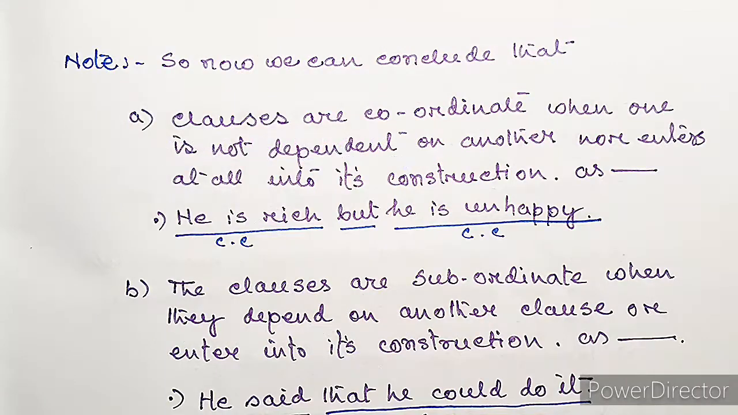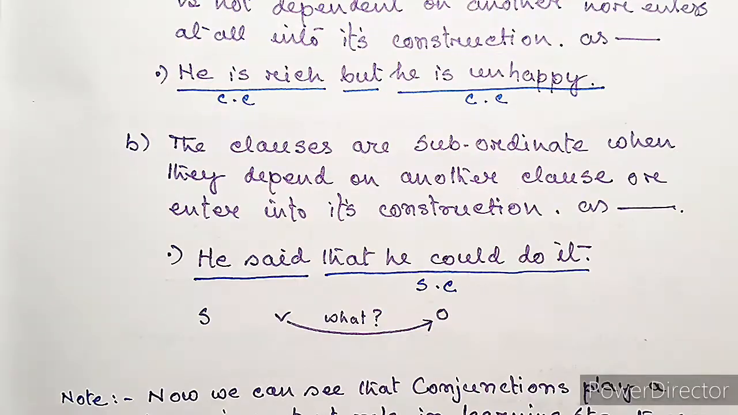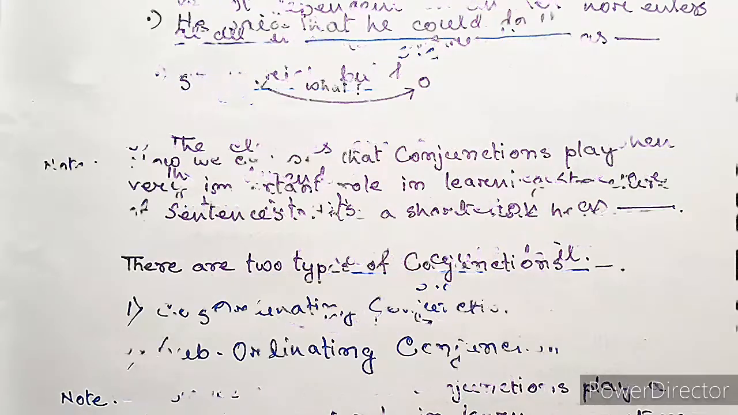So now we can easily conclude that clauses are coordinate when one is not dependent on the other, nor enters at all into its construction, as he is rich but he is unhappy. The clauses are subordinate when they depend on another clause or enter into its construction, as he said that he could do it. Here the main clause is he said and the subordinate is that he could do it.